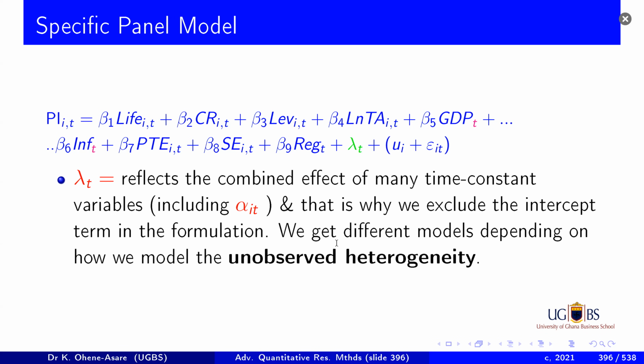And the most important thing we're going to do today is this, that anytime you do this panel data modeling, you are going to get different models depending on how you model the unobserved heterogeneity. Guys, this is the main deal. This is the main deal when it comes to panel data econometrics, the unobserved heterogeneity, the UI. That is a real deal. And that is what makes the big difference.